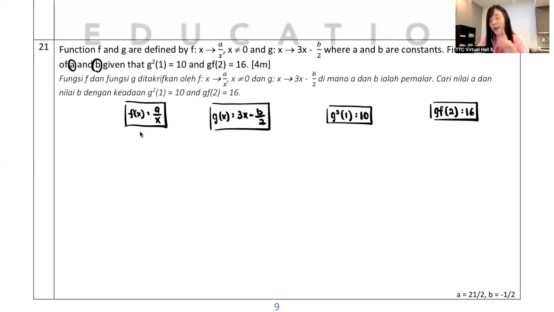So this one, G squared. First thing, what's the meaning of G squared, guys? Thank you, Mavinda. Isra. G squared means GG. So guys, G squared means double G. GG(1) equals 10. Okay, so how do you guys do it?